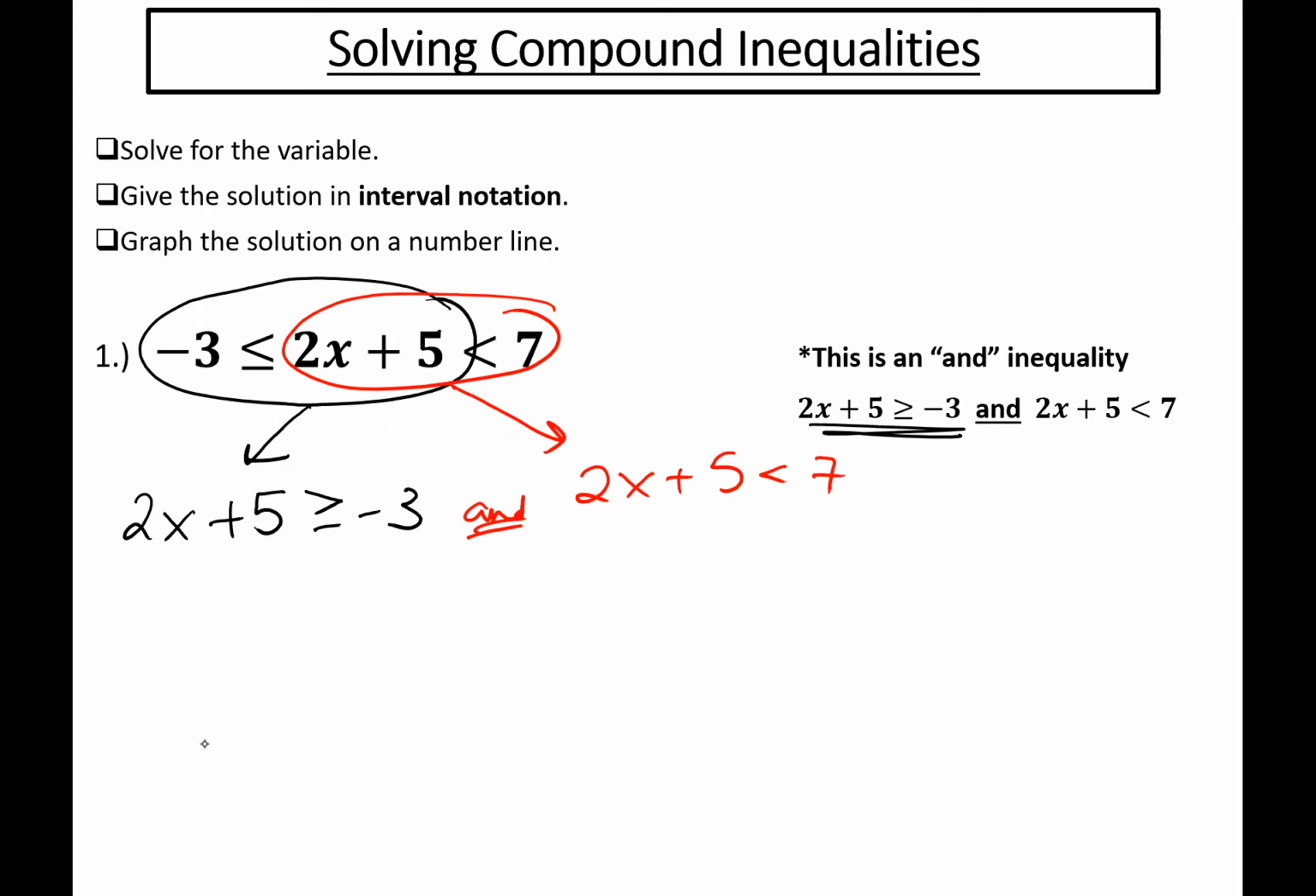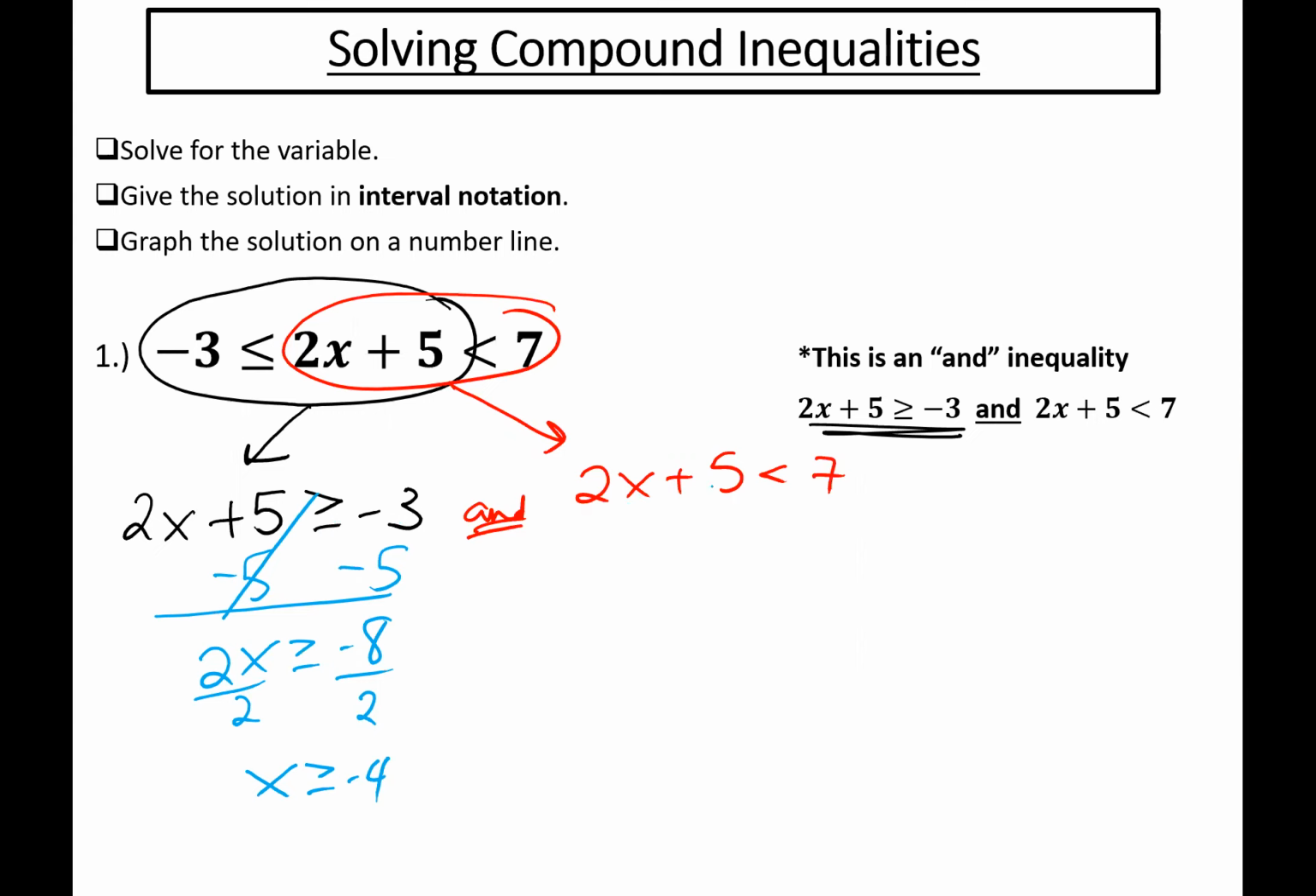Okay, so let's solve these. We'll start with the first one. 2x plus 5 is greater than or equal to -3. I'll subtract 5 on both sides. 2x is greater than or equal to -8. Divide by 2. X is greater than or equal to -4. So this is part of my answer.